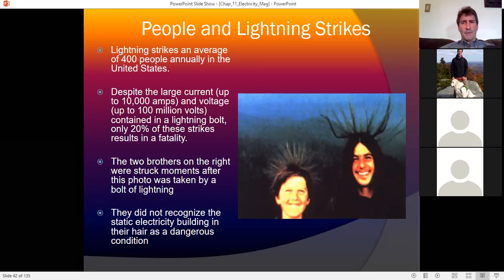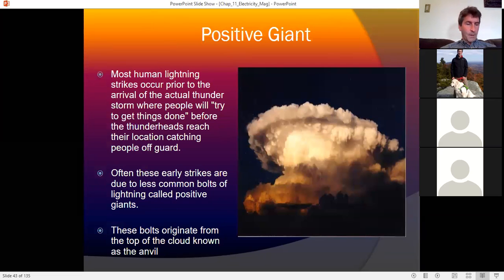Again, I don't think they had any adverse effects, but both of them survived, so they were part of that 80%.